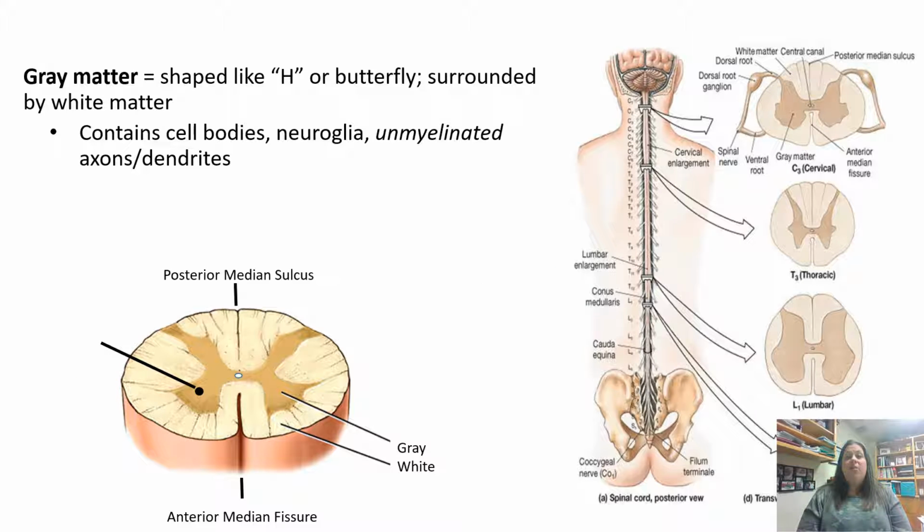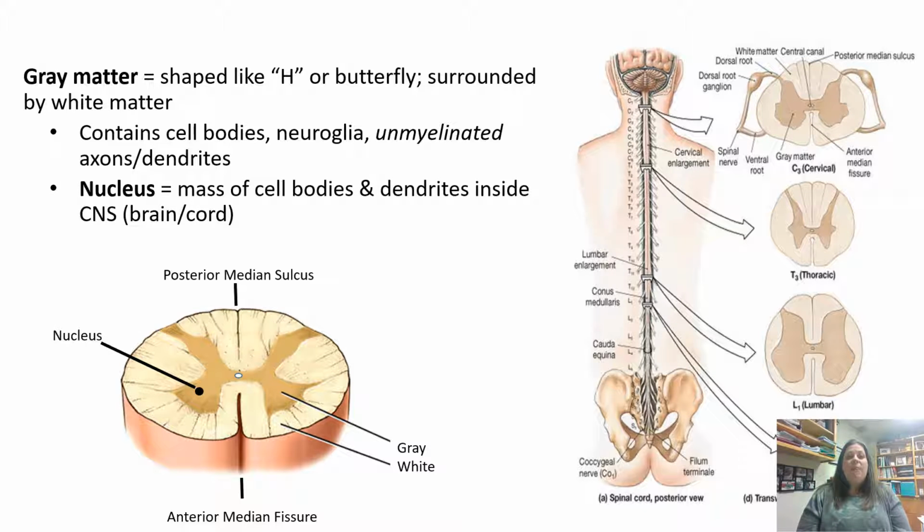Gray matter and white matter, which we did talk about back in chapter 12. The gray matter in the spinal cord is going to be shaped like an H or a butterfly, and it is then surrounded by the white matter. Now remember, the gray matter is going to contain cell bodies, neuroglial cells, and unmyelinated axons and dendrites. There's no myelin in the gray matter. That's why it appears gray.